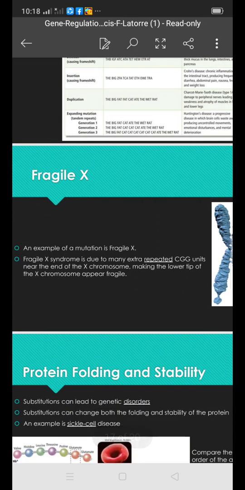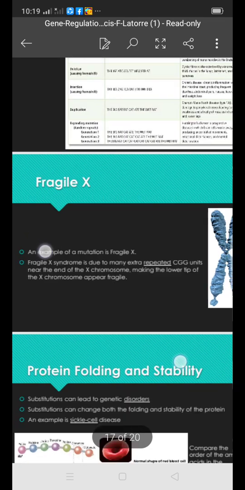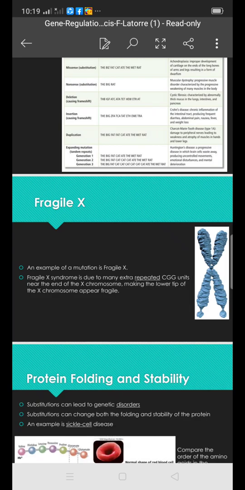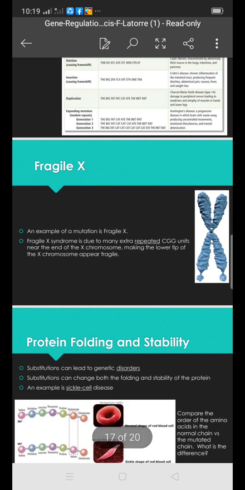Fragile X. An example of a mutation is Fragile X. Fragile X syndrome is due to many extra repeated CGG units near the end of the X chromosome, making the lower tip of the X chromosome appear fragile.